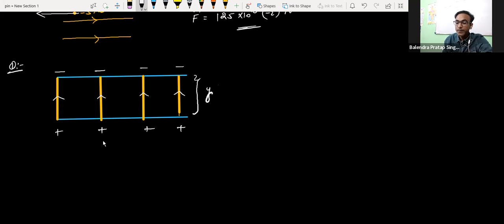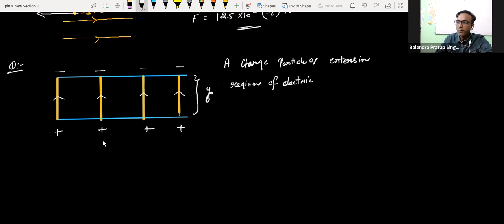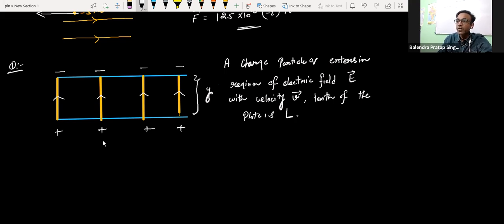Okay, and what happened? Suppose a charge particle q, plus q, a charge particle small q enters in region of electric field E, with velocity v, and length of the plate is capital L. Okay, so what is given here?